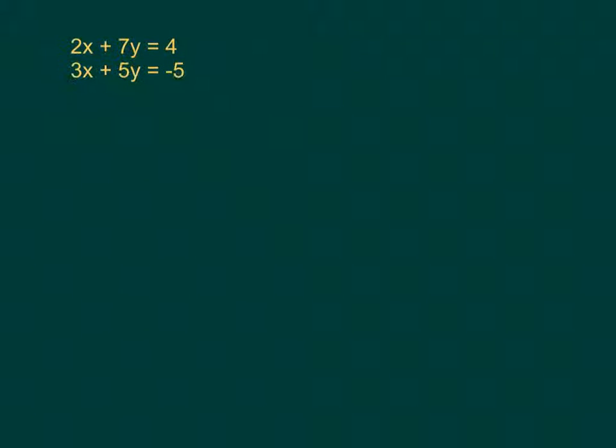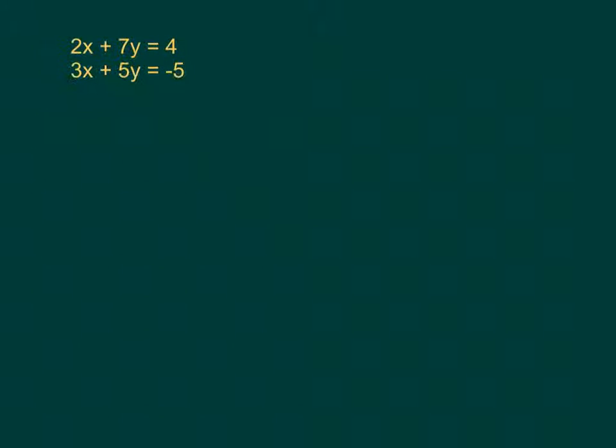Alright, this second example is a little bit different because, as you can see, if we take a look at the x terms, 2x plus 3x is 5x, and they don't cancel. Also, if we look at the y terms, 7y and 5y adds up to 12y, and they also don't cancel. So what we're going to do is multiply both equations by something in order to create the situation where they do cancel.